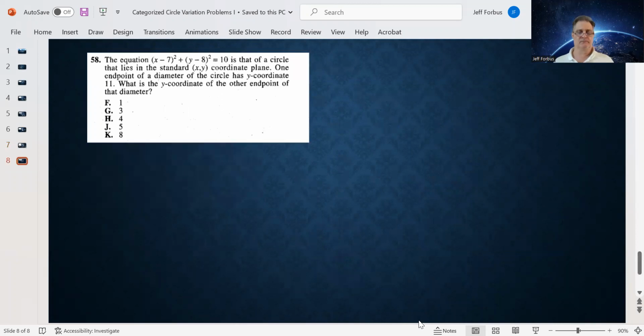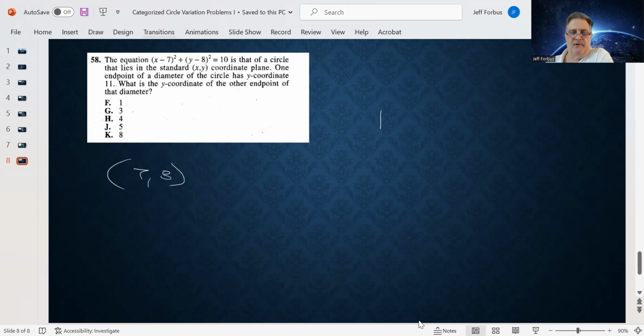One more. So the equation (x minus 7) squared plus (y minus 8) squared is equal to 10 is a circle. It says one of the endpoints of the diameter of the circle has a y coordinate of 11. All right, so here's what I'm going to do. The center of the circle is going to be (7, 8).